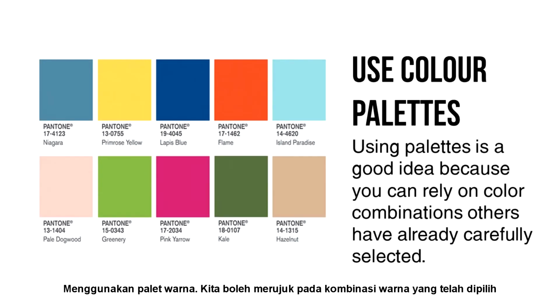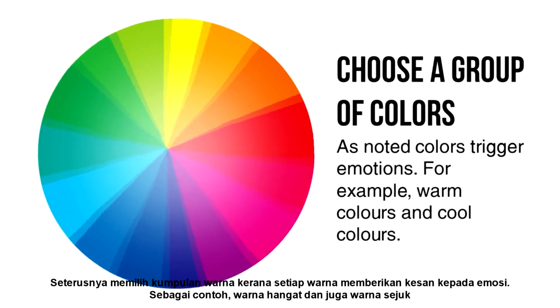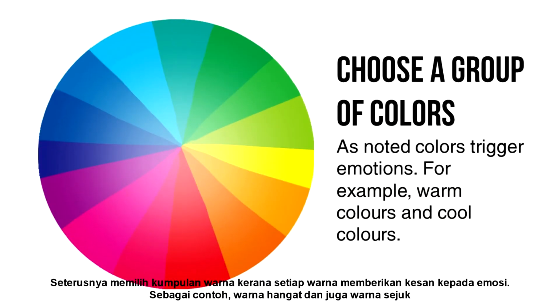Tips for choosing color for your design. First one is use a color palette. Using a palette is a good idea because you can rely on color combinations others have already carefully selected. Next, choose a group of colors because colors trigger emotions, for example, warm colors and cool colors.